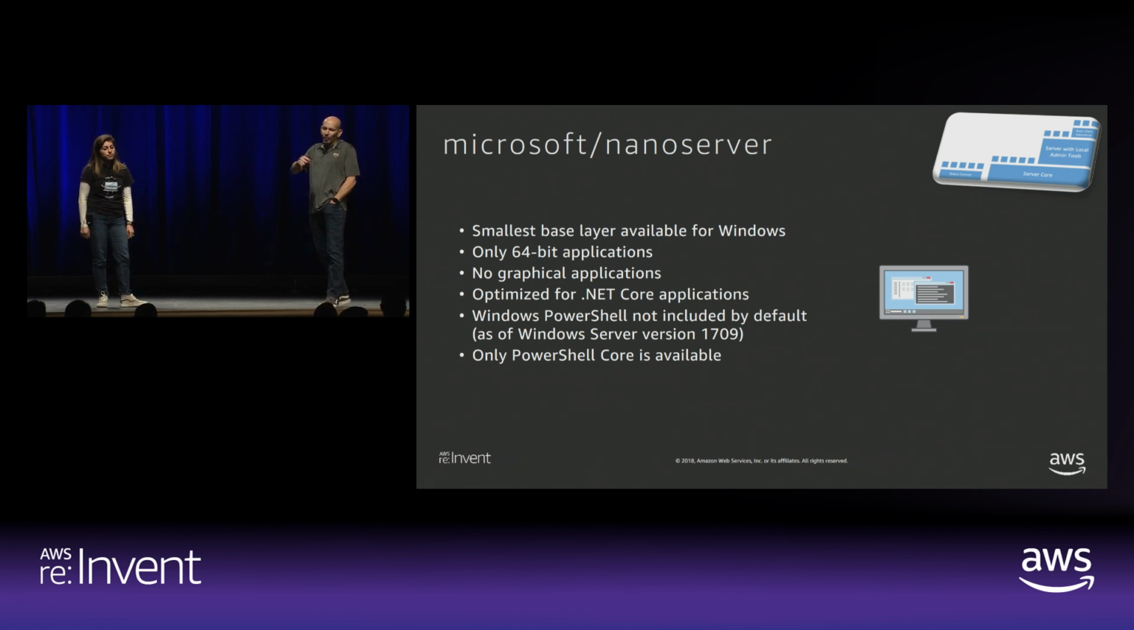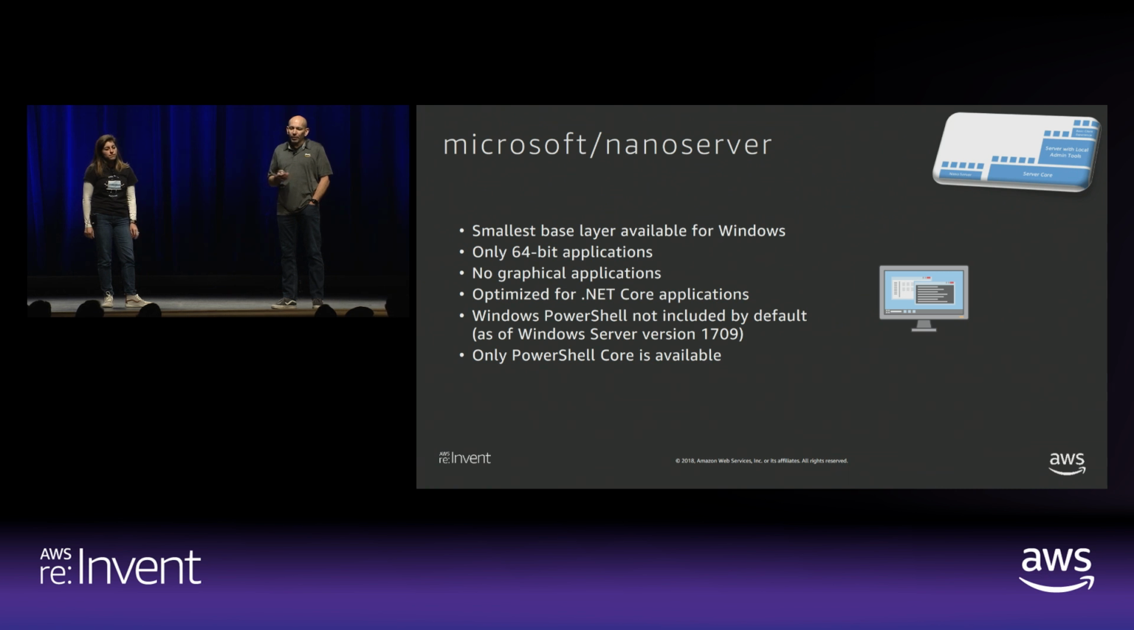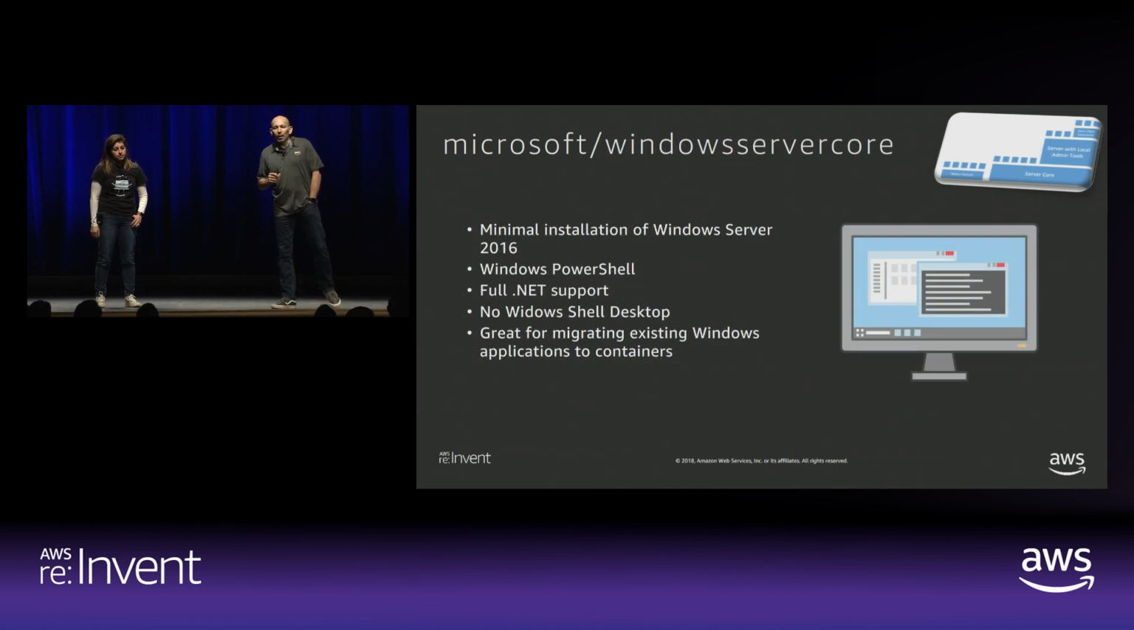So Nano Server, I already mentioned it. It's 64-bit apps, .NET Core only, and with the latest version, we'll talk about versions in a second, it's not even included with PowerShell by default. Now, Server Core is the one we're going to spend the time on today. It's got full PowerShell. It's got full-blown .NET support. It's got the ability to run SQL Server. It's got the ability to run pretty much anything, other than RDP desktop type stuff. So it's great for running your traditional apps.